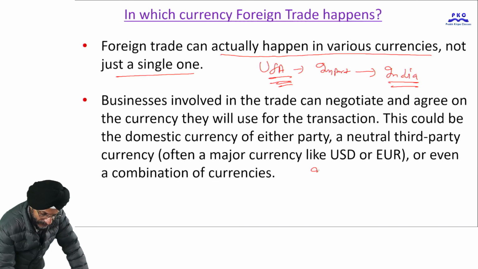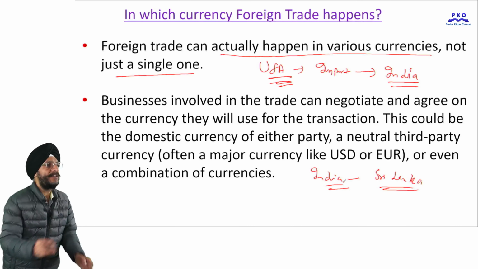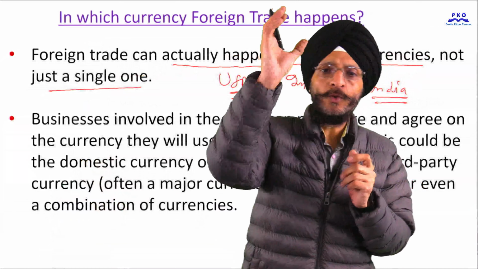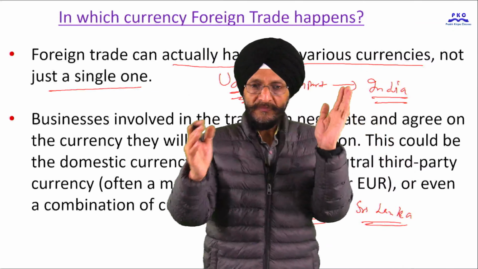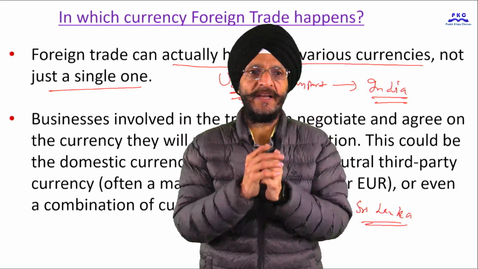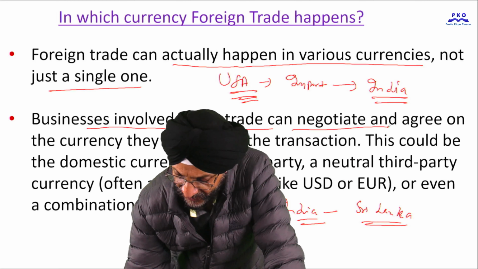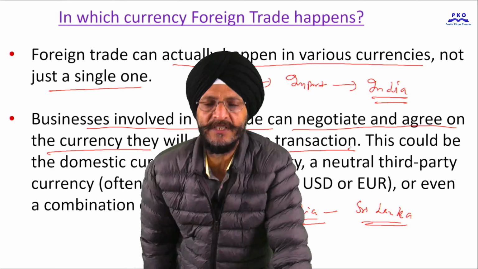If we are doing trade with, say, Sri Lanka, then we may say that we will accept payment only in Indian rupee or in US dollars or in any other currency which the businessmen of both sides may agree. So businesses involved in trade can negotiate and agree on the currency they will use for the transaction.